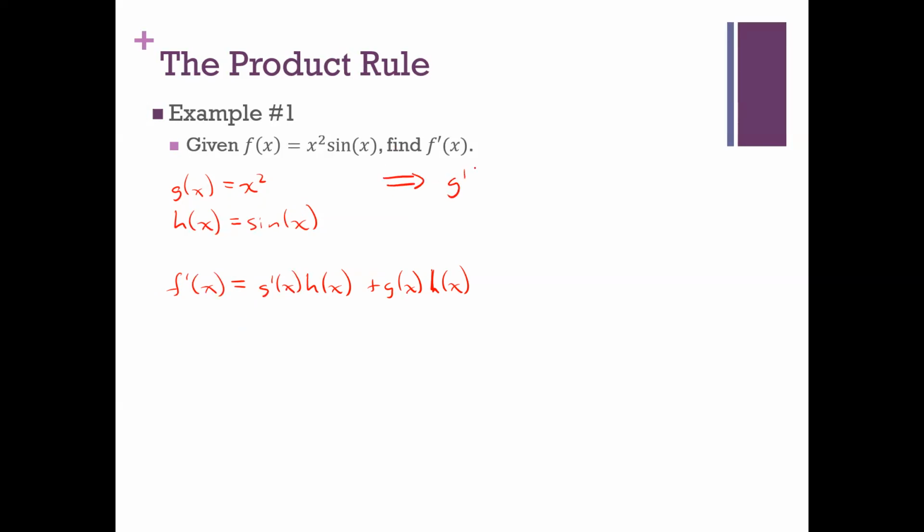If g of x is x squared, what is g prime of x? 2x. And h prime of x is cosine of x. And now I'm basically just filling in the blanks down here. So I get 2x sine x plus x squared cosine x.